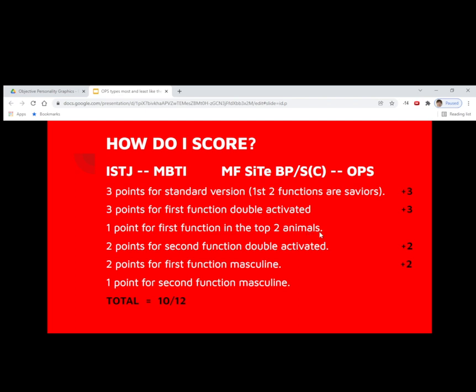Okay, because my second animal is play. Play does not contain SI. So no score there. I get 2 points for having my second function double activated, which is TE. That's in both blast and play. I get 2 points for having my first function masculine. I have masculine SI. I don't get a point for having my second function masculine. My TE is feminine. Overall, I get 10 out of 12. So this is a pretty high score.